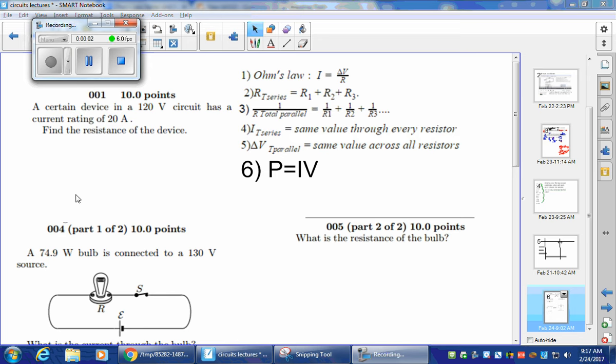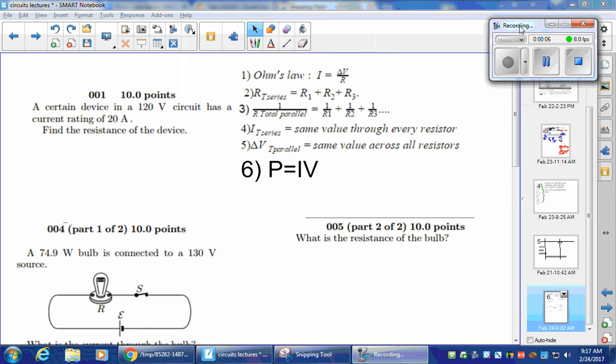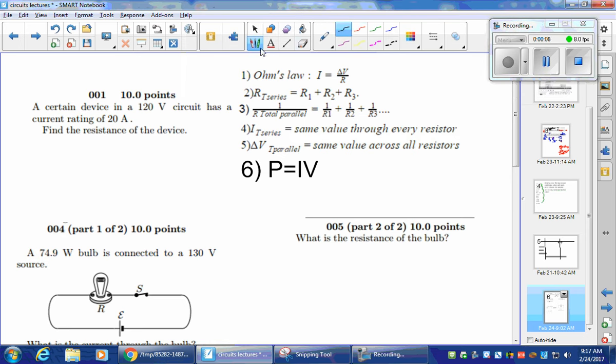Alright guys, this is looking at some of the quest problems for your circuits homework. So let's go ahead and look at the equations real quick that we're going to be using for this chapter. First off, most importantly, Ohm's law here.